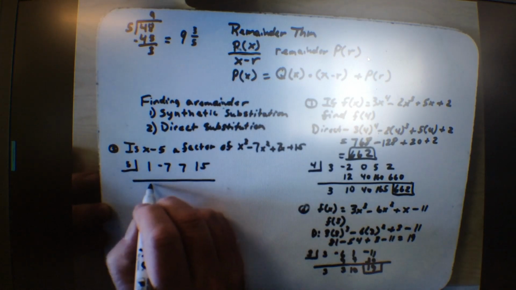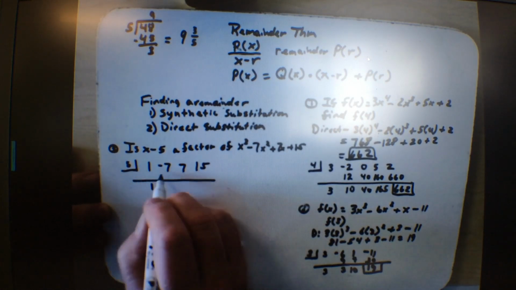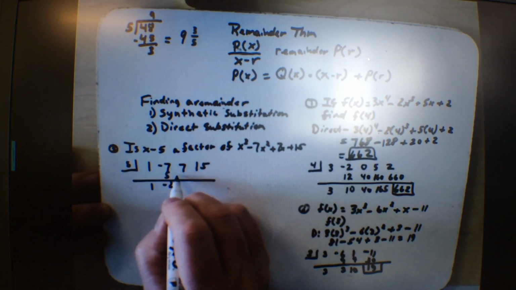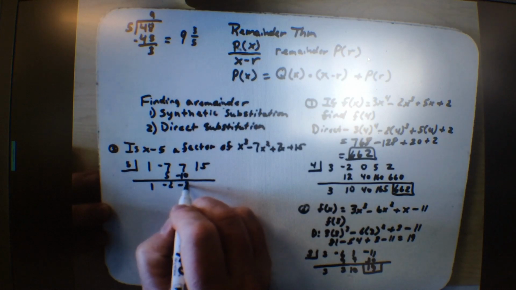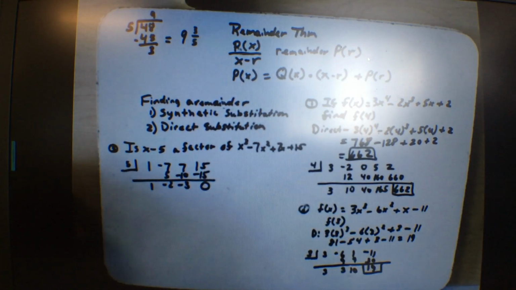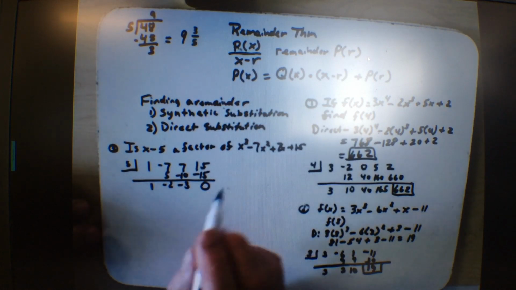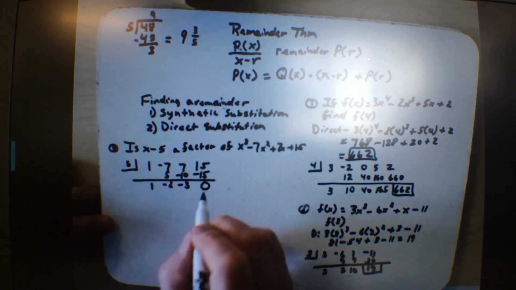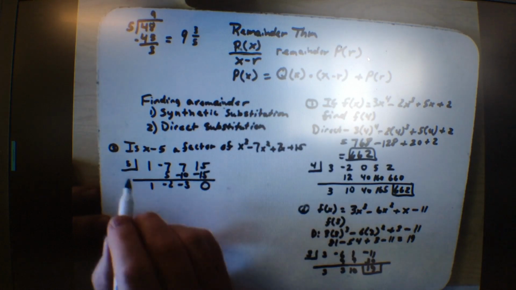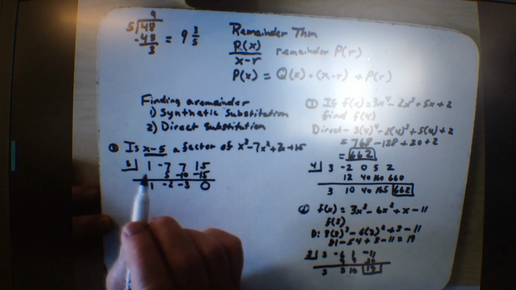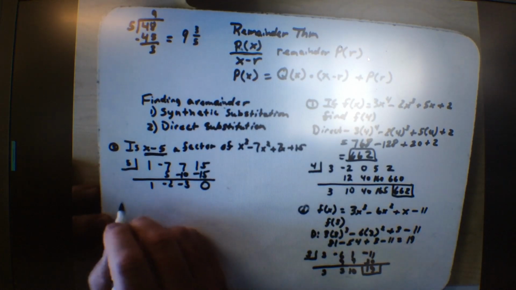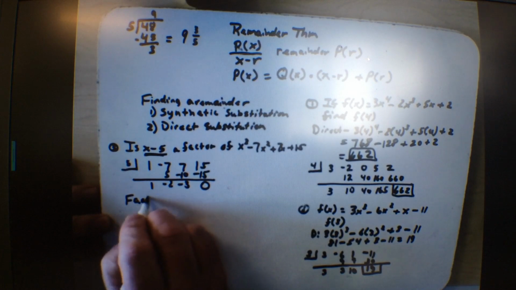Alright, bring down the 1. That's 5. That's a negative 2. Negative 2 times 5 is a negative 10. That's a negative 3. Negative 3 times 5 is a negative 15. Alright, is this a factor? Yes. It is a factor, because we have a remainder of 0. And what this has just shown us is what we call the factor theorem.